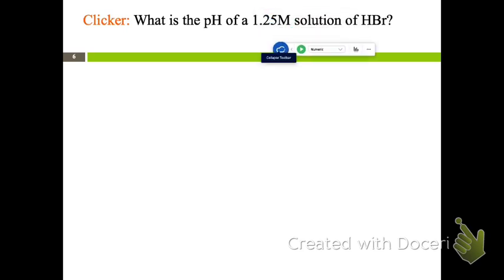Let's take this up a notch. Question number 7. What is the pH of a 1.25 molar HBr solution? And here's what's going to be the hard part. I want you to write down exactly what you're plugging into your calculator. I need to see this as I walk around. So please write it down on your piece of paper.